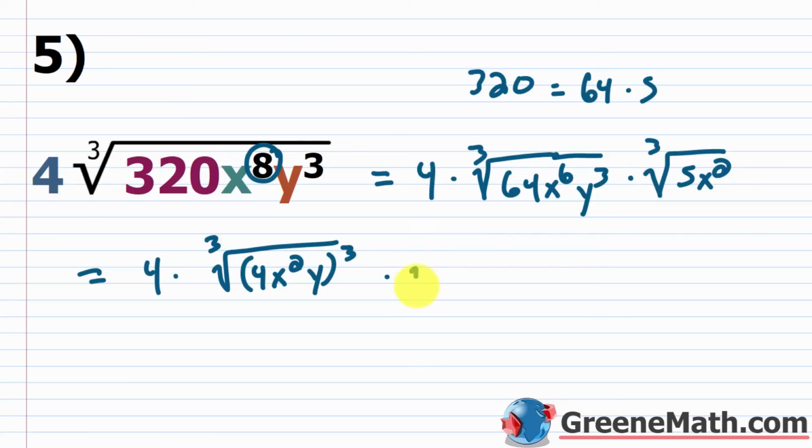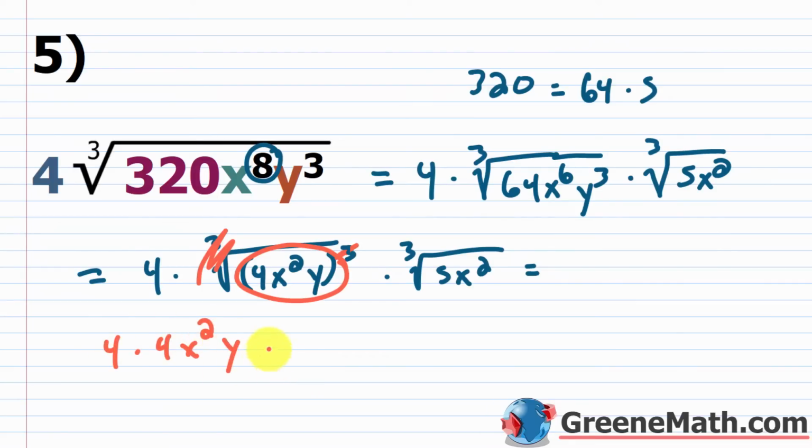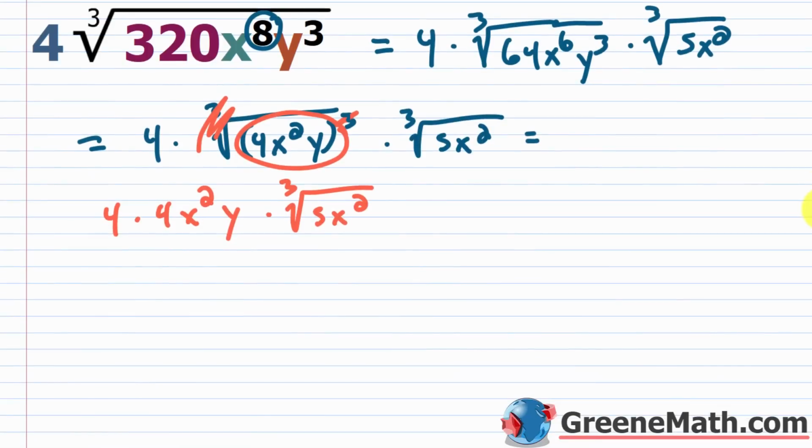And then we'll put times, we'll have the cube root of 5x squared. So at the end of the day, this index here is going to cancel with this guy right here, and I'm just going to have this inside left. So I'm going to have 4 multiplied by 4x squared y, and then times the cube root of this 5x squared inside. So let me slide down here a little bit and see what we have left. So 4 times 4 is going to give me 16, and then I have x squared y, and then times this cube root of 5x squared.